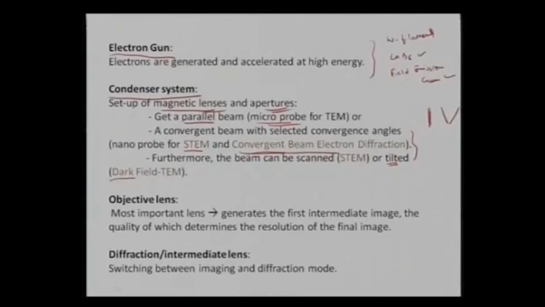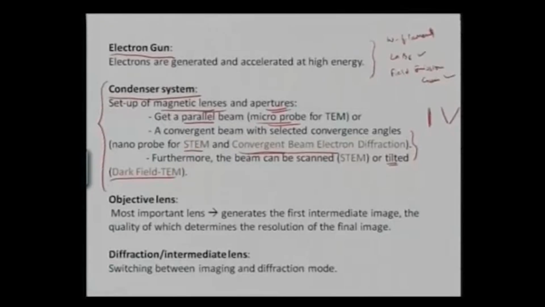Additionally, I can also tilt my electron beam to get dark field imaging. So dark field transmission electron microscope imaging can be attained once I have control of the condenser lenses, so that I can guide my electron beam. That is the importance of the condenser lens systems, the electromagnetic lens systems. And finally, the objective lens decides the overall resolution of the final image. The objective lens is one of the most important lenses, because it generates the first intermediate image, and the quality of that is essential to the overall resolution.